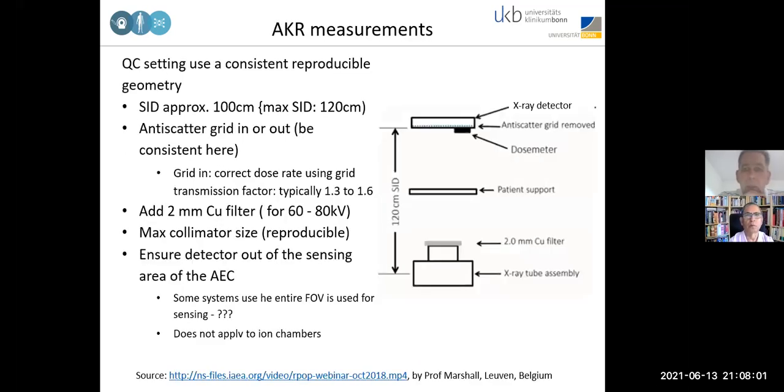Here's a setup for how we would recommend measuring your air kerma. Get the SID at approximately 1 meter, or 1.20 meters if you're in the UK. Put the anti-scatter grid in or out. Be consistent here, so that means either you put it in or you put it out. If the grid is in, you have to correct for the transmission factor, typically between 1.3 and 1.6. We recommend 2 millimeters of copper.